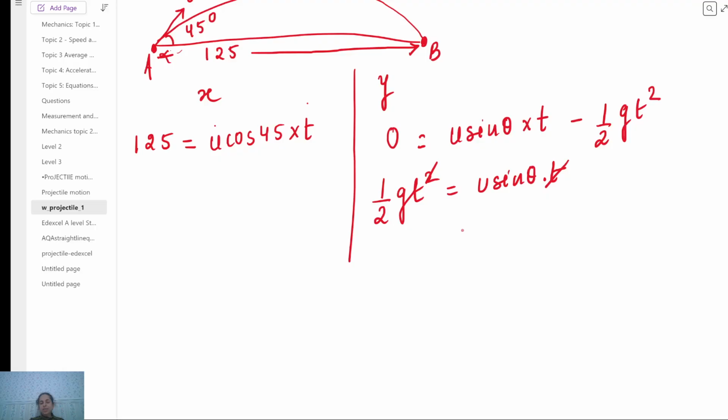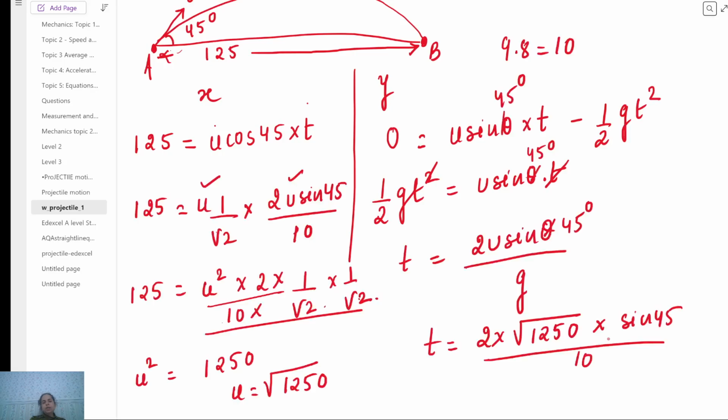Now, once I plug this value in here, I'll get my time. That's what it's asking, for what time the ball was in air. So I'm going to plug in my u as root 1250 times sine 45, which is 1 over root 2, divided by 10.